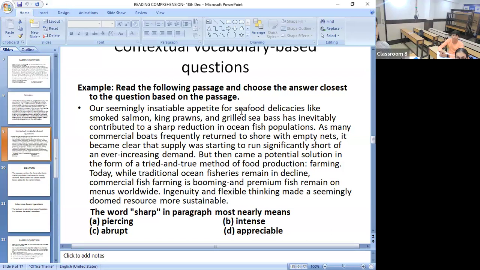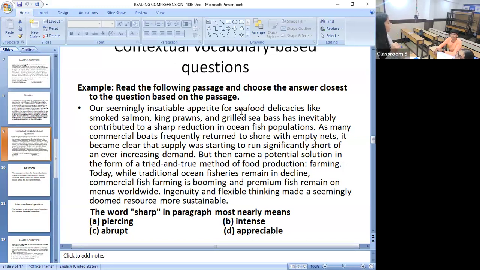Thank you. So over here, if you see, the first line is neutral. There is nothing about this. Second, they're talking about how it is becoming clear that the supply is reducing, even if I have a demand. If there is a demand, you have to produce it, give me the supply. You're reducing it. Third is the last one. Flexible thinking made a seemingly doomed resource more sustainable.